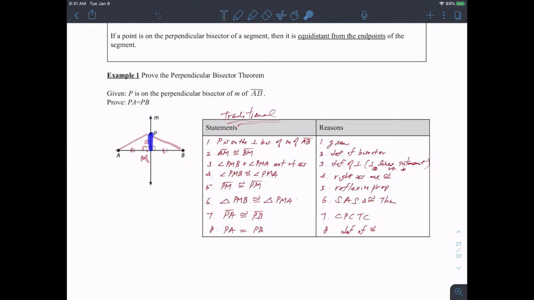And we know that PM and PM are congruent to each other. That's the reflexive property. Now, if you think about this length and this length matching with that length and that length, and we have an angle in the middle, that is a side angle side. So the triangles PMB and PMA are congruent by the side angle side triangle congruence theorem. And because of that, PA and PB are equal to each other through CPCTC. If they are congruent, they have the same measurement. That's the definition of congruence. And that is how you would go about proving this.